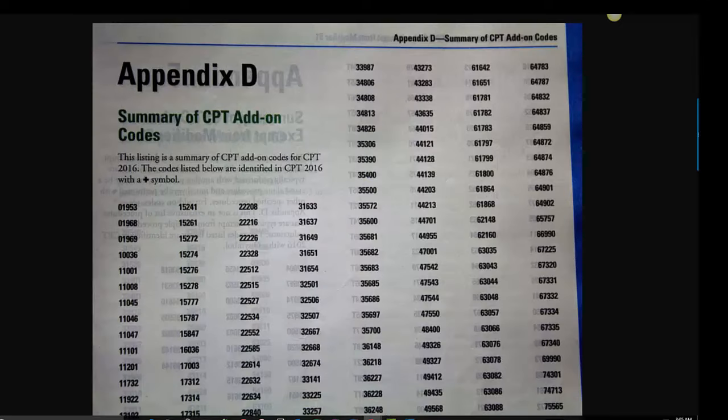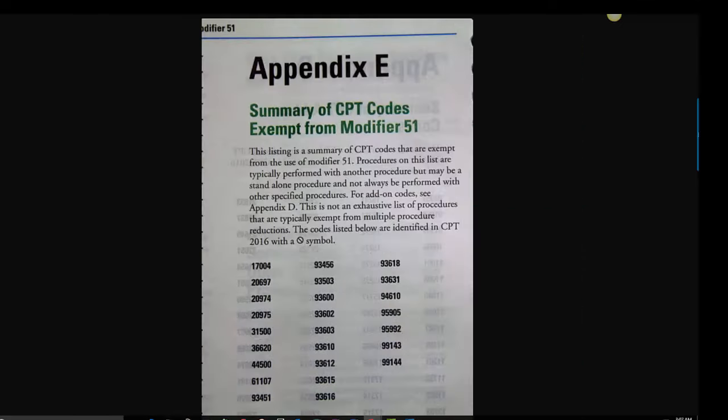In Appendix D, the codes here are designated by a plus symbol in the tabular. All of these codes are considered add-on codes. Choose one and find it in the tabular list. The plus means they are never coded by themselves. They must be added to another code or primary procedure to be used.